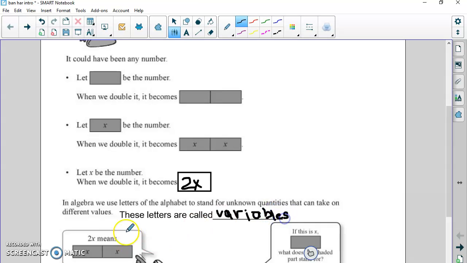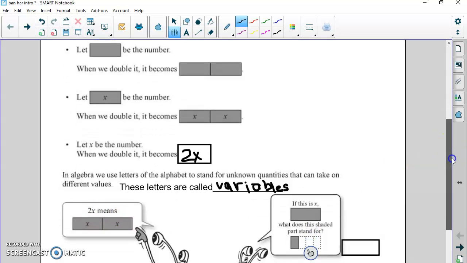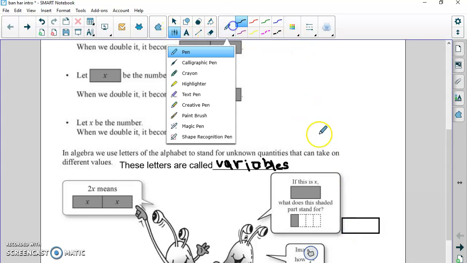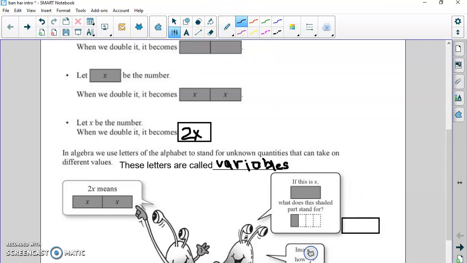Okay. So again, 2x means 2 bars, which is 2 x's, and we don't know exactly what the value of that is. If this is x, this bar, what does the shaded part stand for? So we have a bar and it's broken into 1, 2, 3, 4 parts. So that means one shaded part is going to have a value of what? All right, very good. 1/4 of x.